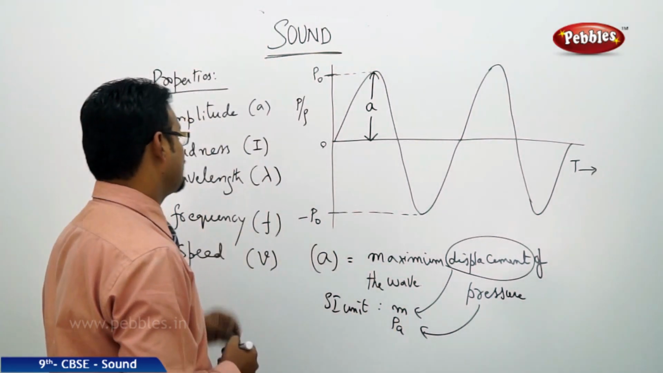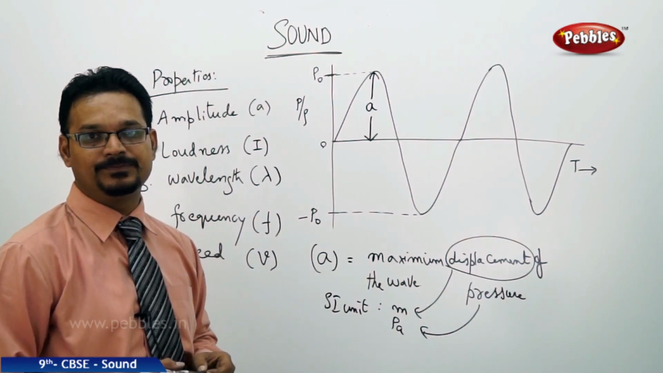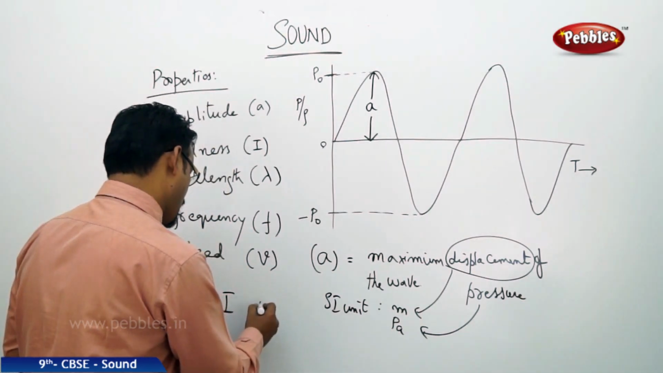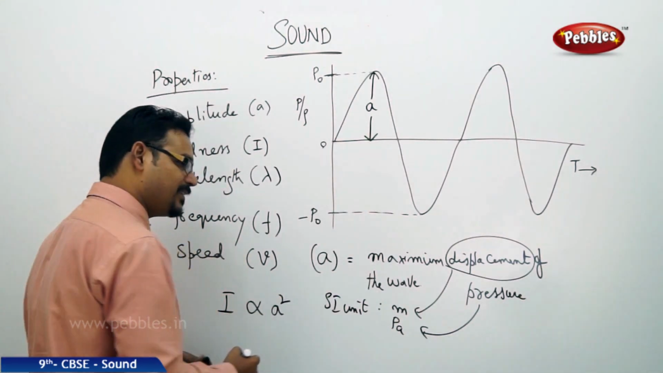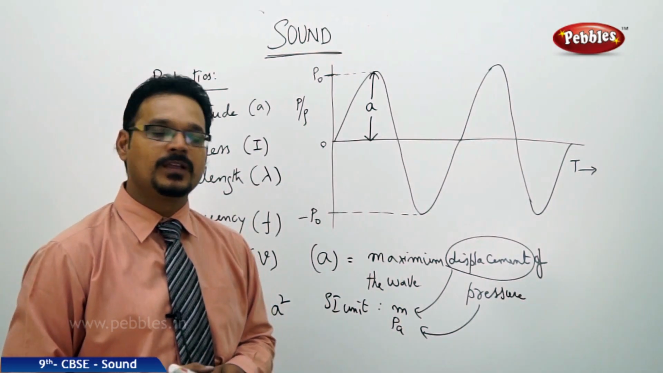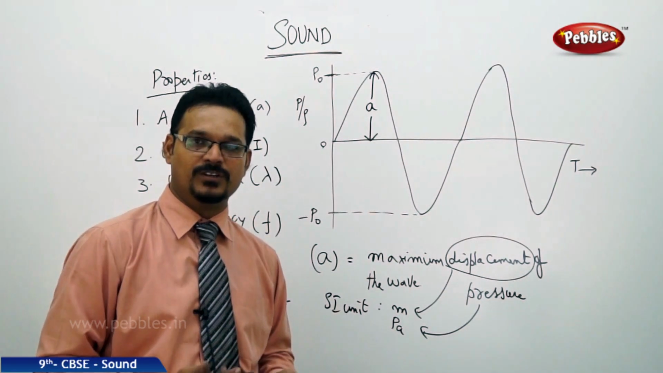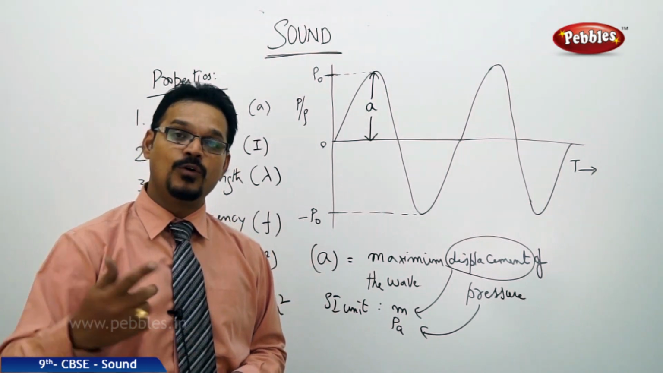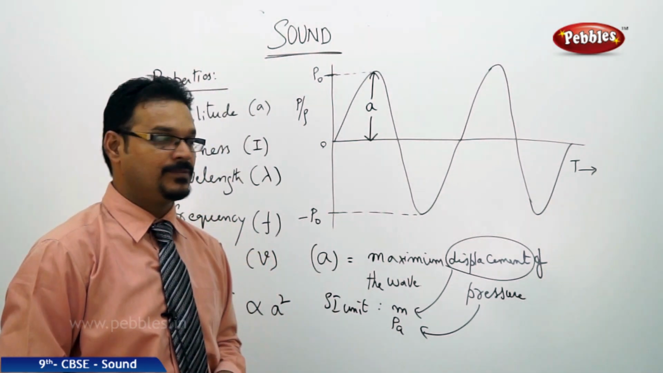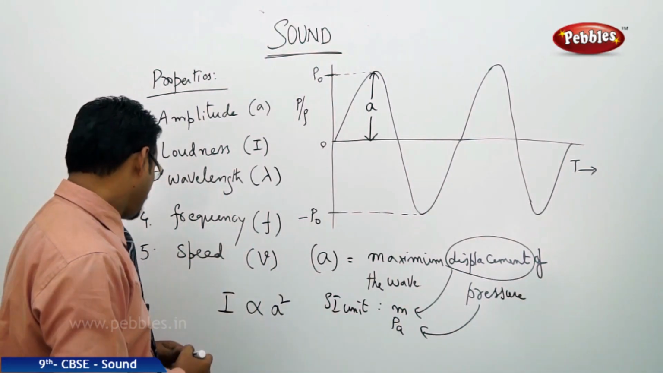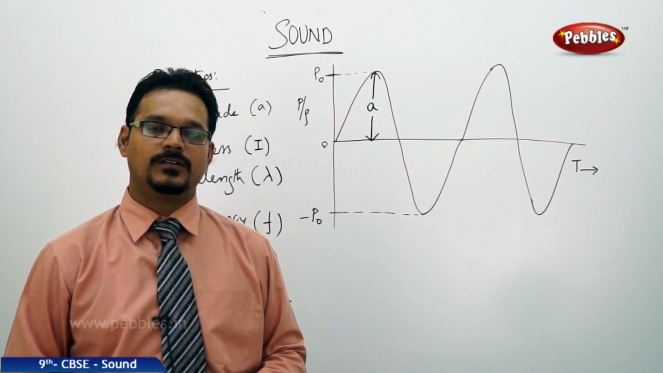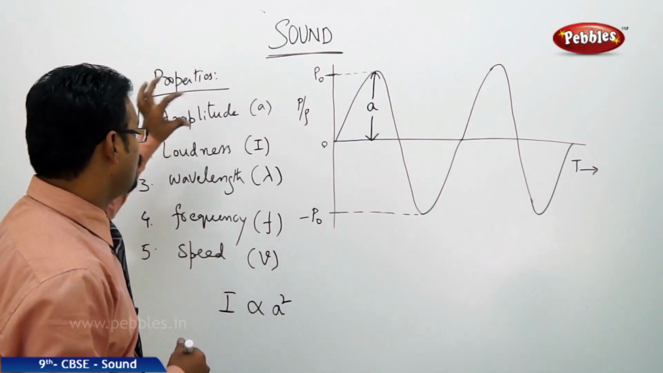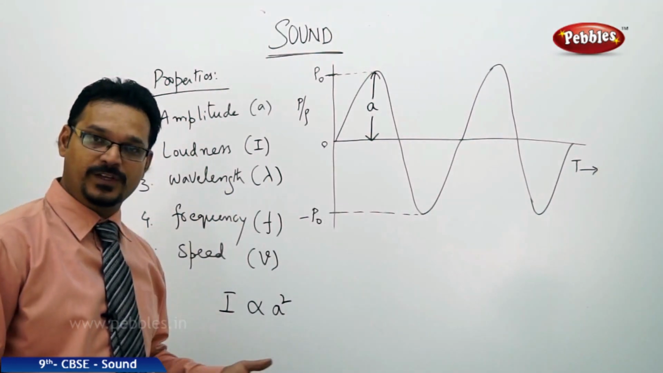So loudness is directly proportional to amplitude, or I can say the perfect mathematical relationship is that the loudness I is directly proportional to the square of the amplitude. I is also called intensity, one more physics word, or you can say loudness also. It's the square of the amplitude. The more the amplitude, the more the loudness. Let me show you the soft sound and loud sound using amplitude, or loudness also we can say.